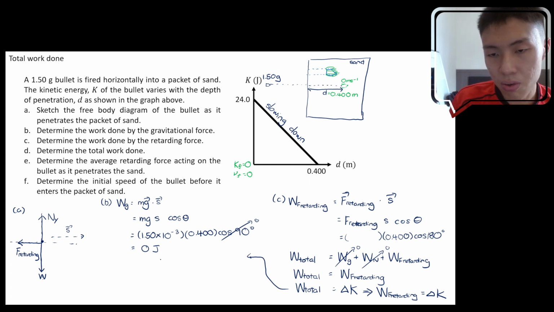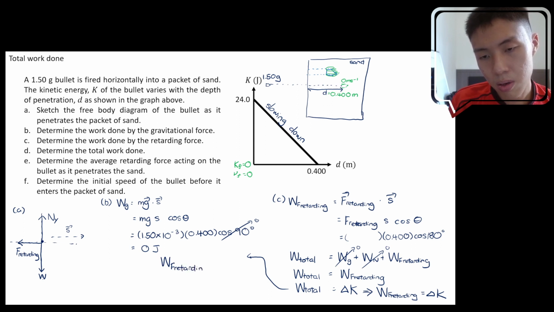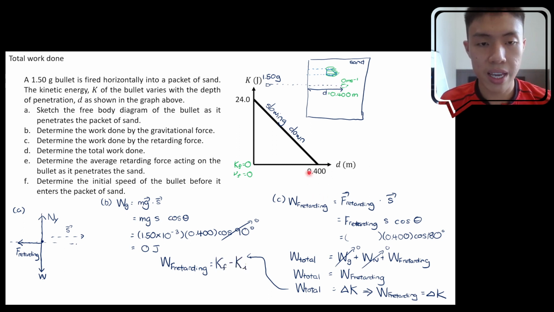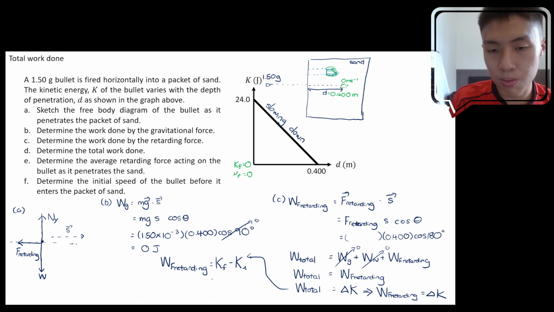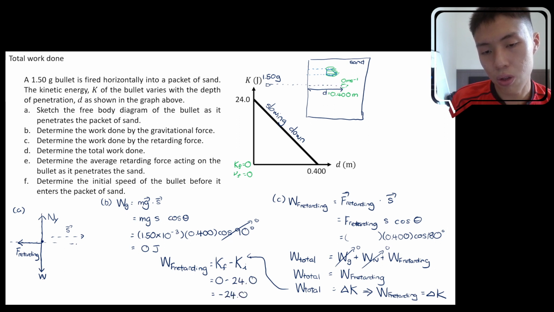So I know that W F retarding over here will be equal to K final minus K initial. We know that K final at the end of the journey will be equal to 0. K initial, when we start the journey, the kinetic energy is 24. So this will be equal to 0 minus 24. And therefore, we know that the work done by the retarding force is equal to negative 24 joule.